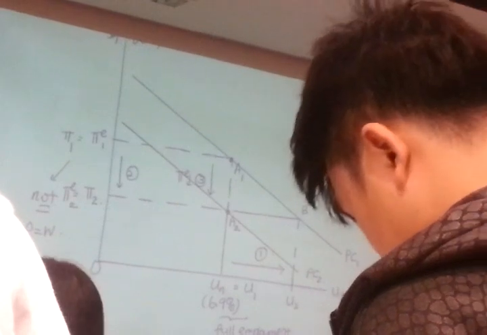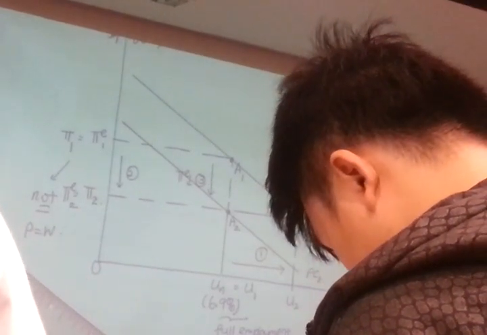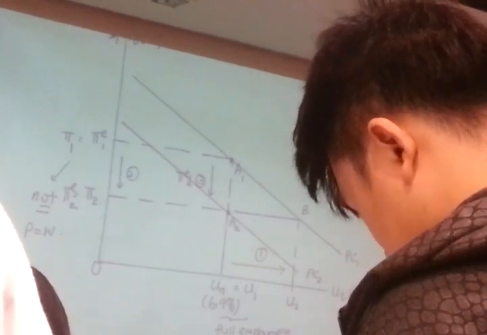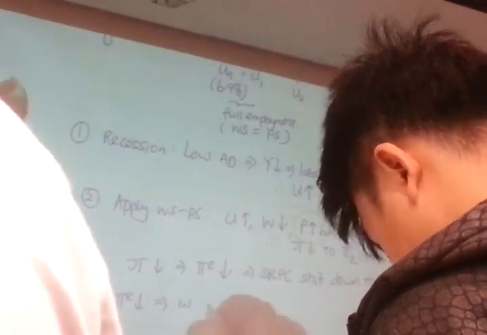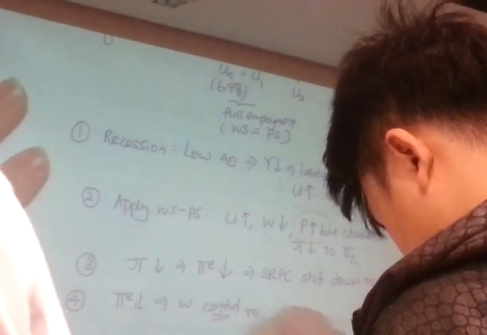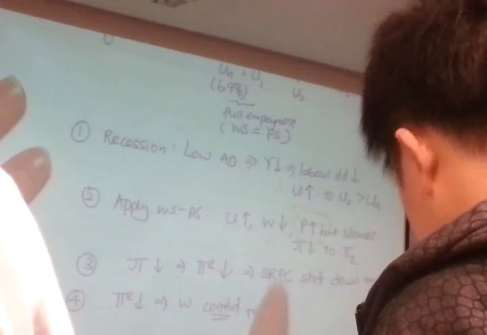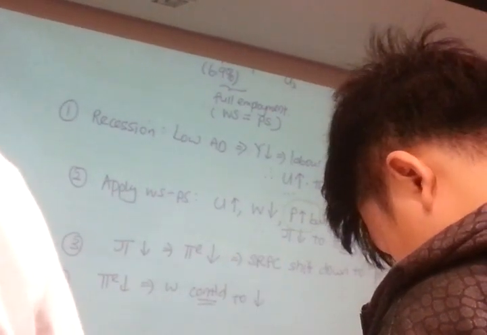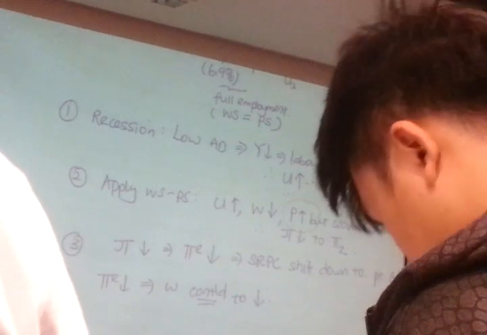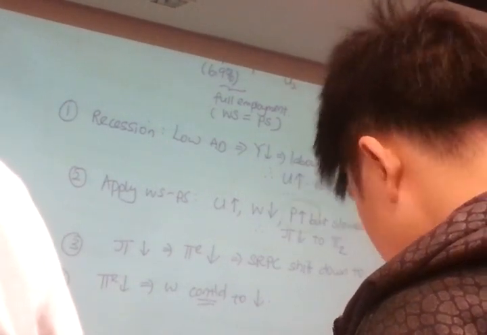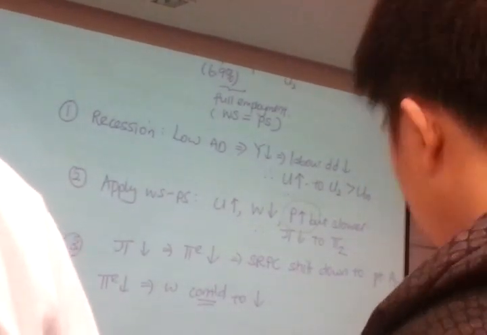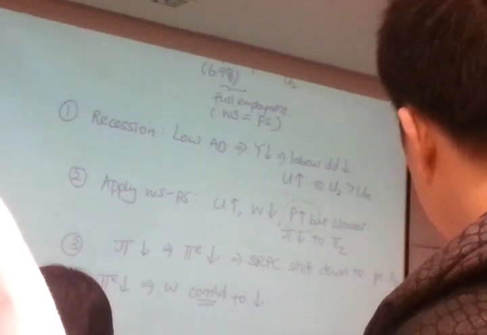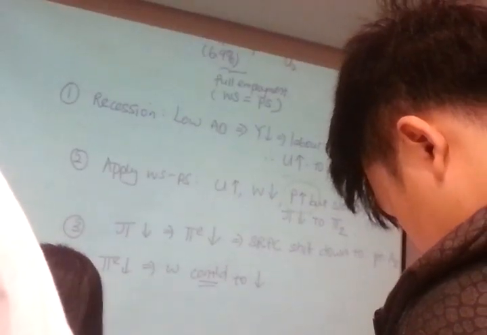So conceptually, it means pi E drops. Okay, so I'll come back to the diagram. Wages continue to drop. It did drop one round in the beginning because of the recession. They will retrench, right? So in this case, to find jobs, they offer lower wages. But now in step 4, they continue to ask for wages to go down. It's because they know prices don't increase so fast.